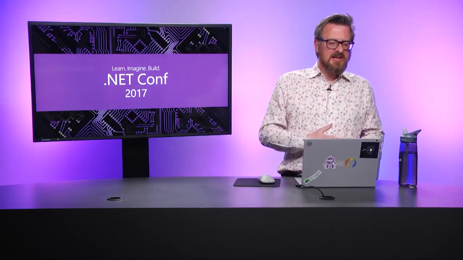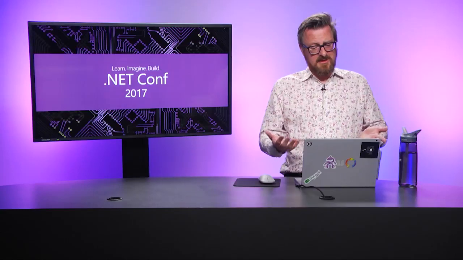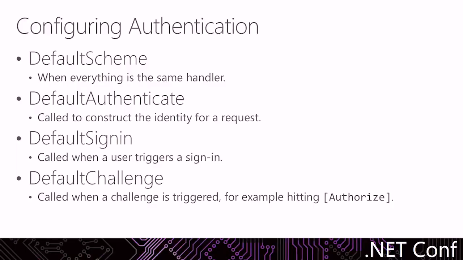When you configure authentication in 2, because we've made this a lot harder to mess up, you now have like 4 different places where you can plug in what service is going to be used. The default scheme is, well, I only have cookie middleware, so everything can go to cookie, but you can swap between the service that you use to authenticate, the service that you use to sign in with, and the service that you use to challenge.